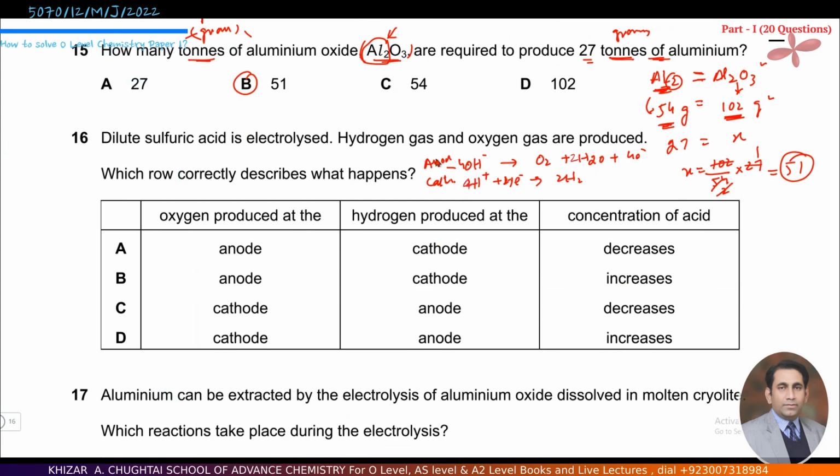So let's see over here. Oxygen is produced at the anode, hydrogen is going to be formed at the cathode, and the concentration of the acid is going to increase because in this case water is being electrolyzed. Sulfuric acid is not going to electrolyze itself. In the presence of sulfuric acid, water is going to electrolyze. So the correct option is, with the passage of time, the concentration of acid will increase. So the correct option is B.